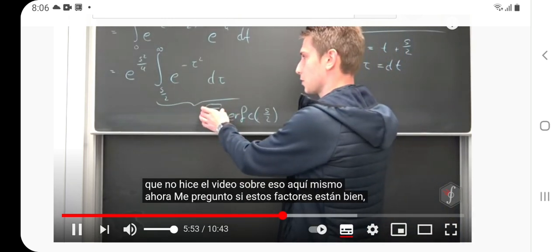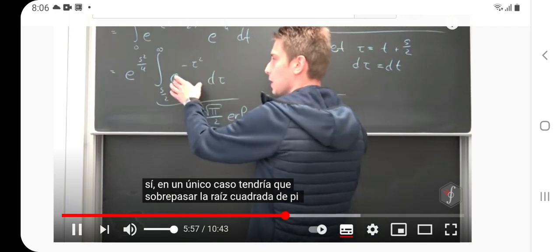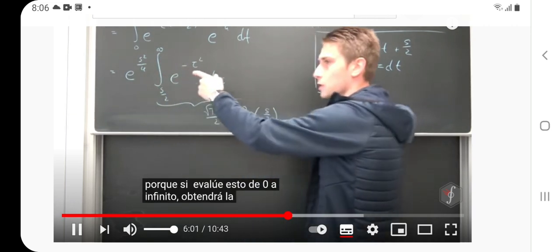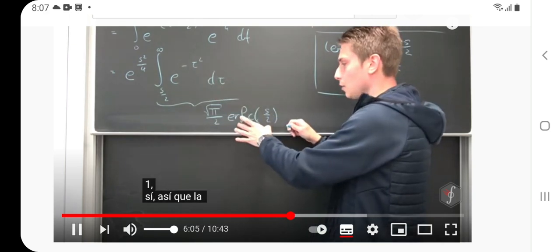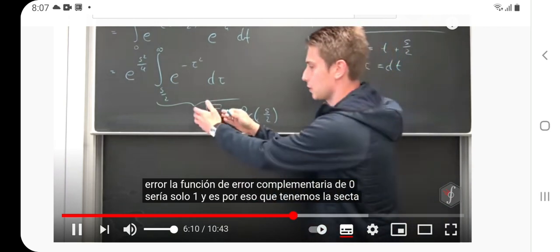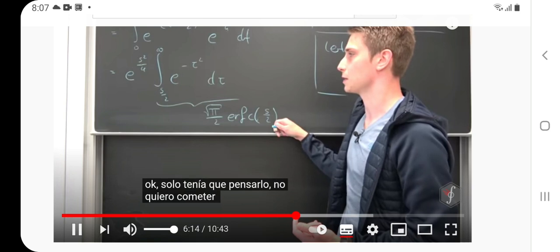I wonder if this factor is okay. Yeah, in a normal case you would have 2 over square root of pi times this, because if you evaluate this from 0 to infinity, you are going to get square root of pi over 2, and it's going to be a 1. Yeah, right, so the complementary error function of 0 would be just 1, and that's why we get this factor of square root of pi over 2. Okay, I just had to think about it, I don't want to make any mistakes.